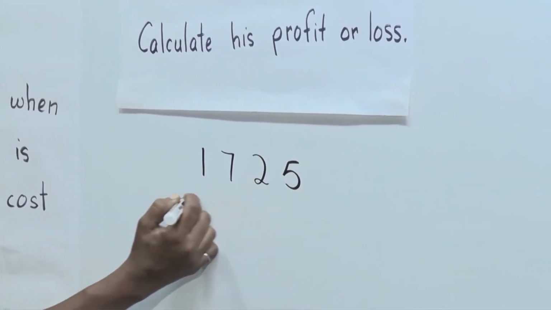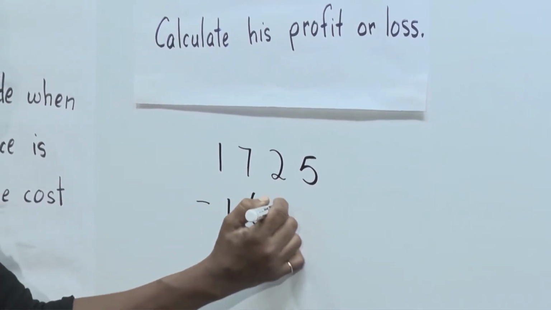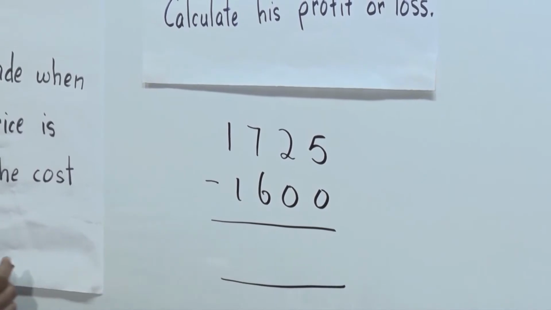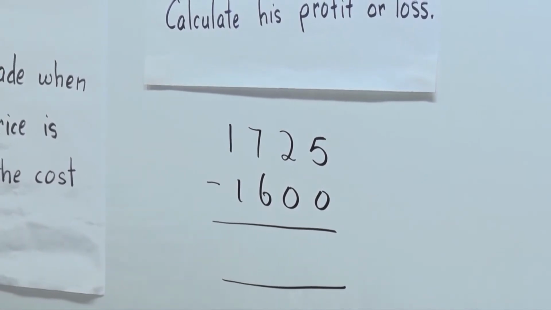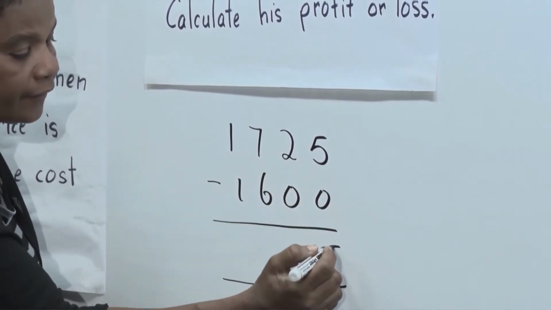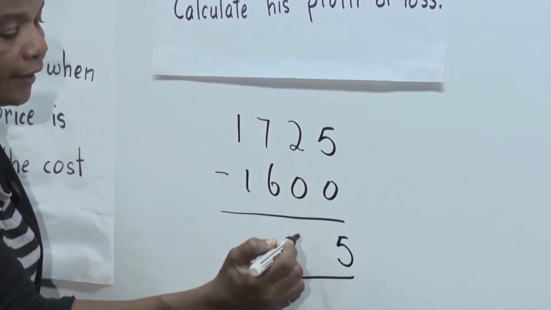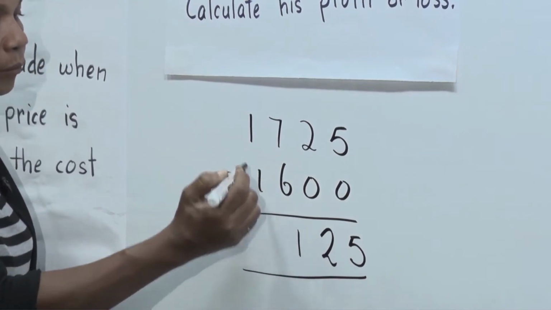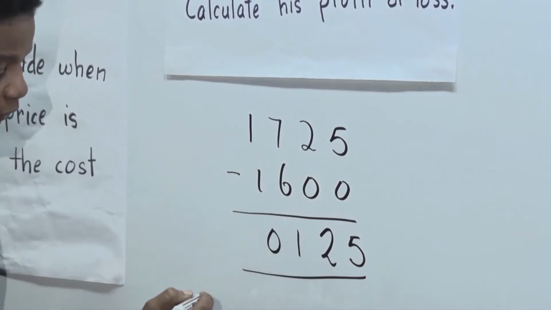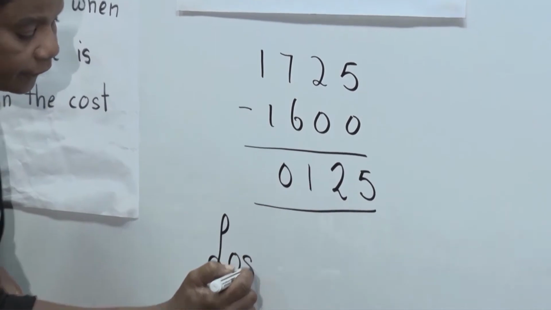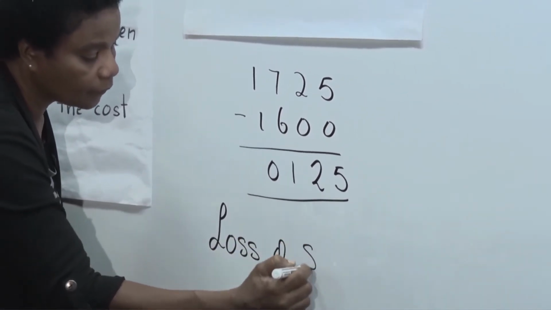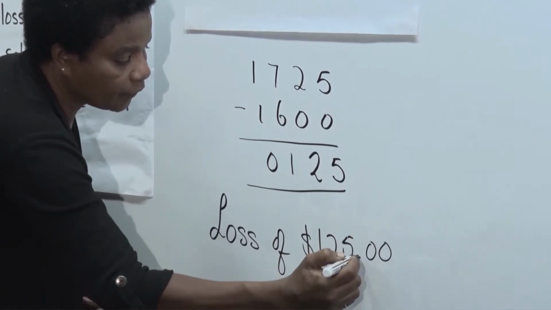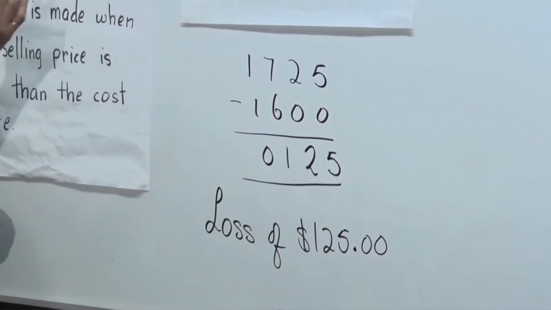Let's calculate how much he made. $1,725 subtract $1,600. So we are going to calculate how much money he lost when he sold his bicycle. 5 take 0 is 5. 2 take nothing is 2. 7 take 6 is 1. And 1 take 1 is 0. So Adrian made a loss of $125. Now we need to get this right as we move along.